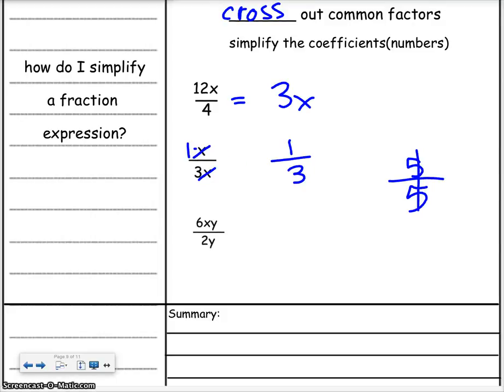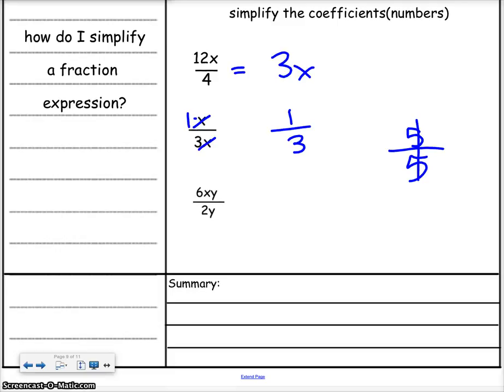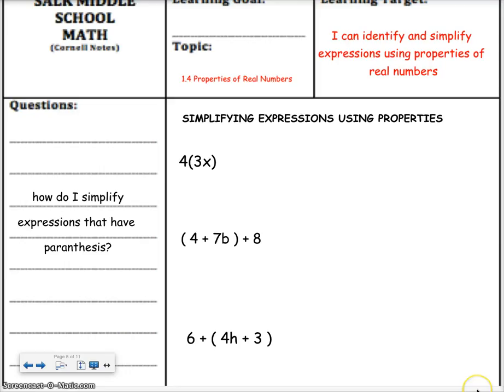Okay, 6xy over 2y. What's 6 over 2? 3. Okay, so I dealt with my coefficients. What can I cross out? The y. What am I left with? 3x. Okay, the next step here, we have 4 on the outside and 3x on the inside of parentheses. That means I need to multiply, so you just multiply the coefficients. 4 times 3 is 12x.